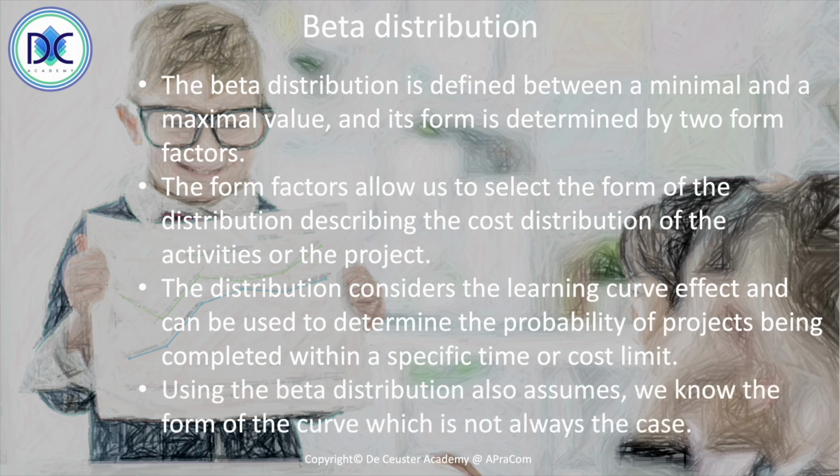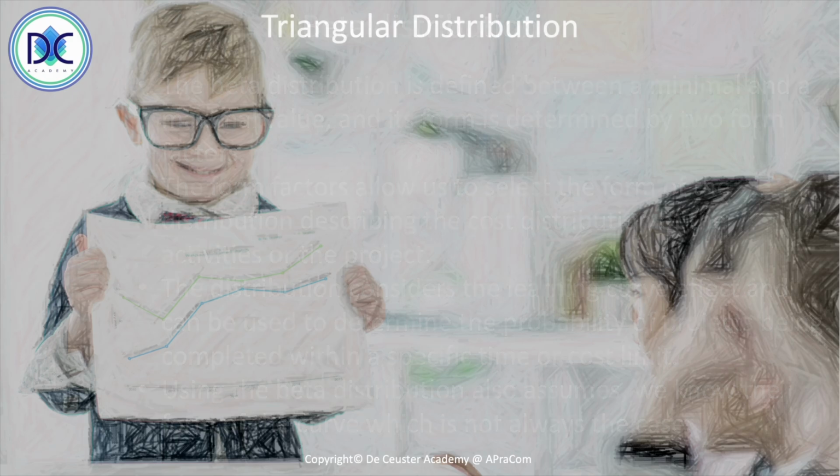The beta distribution also assumes that we know the form of the curve, which is not always the case. So when we know the form of the activities and the cost or time distribution of the activities, we can in fact apply the correct form factor on these activities. In some cases, however, we will not know this, and then we will prefer a triangular distribution.